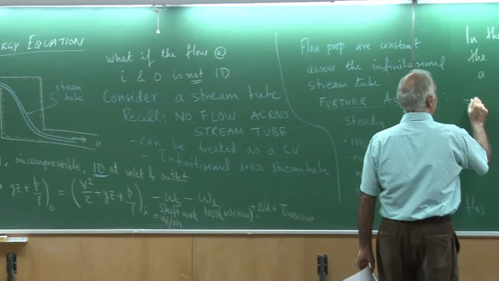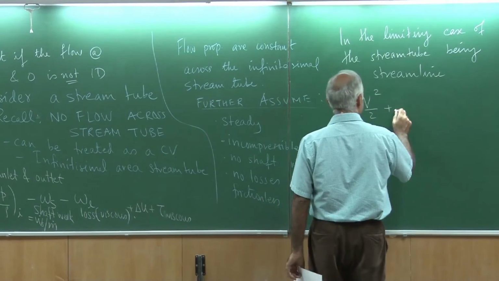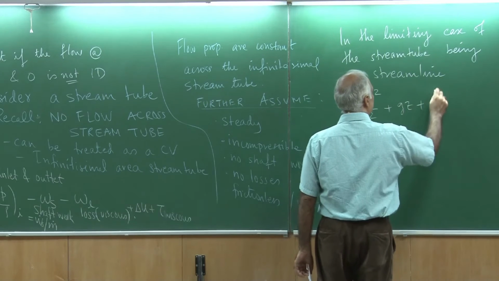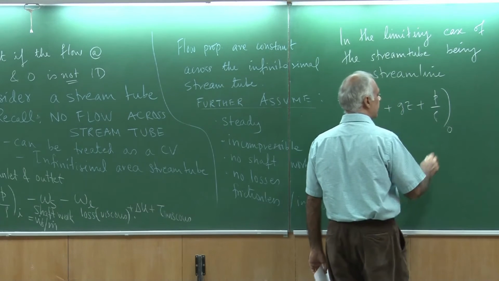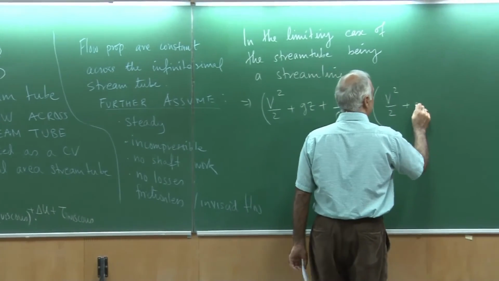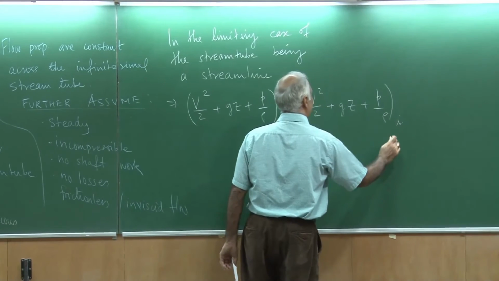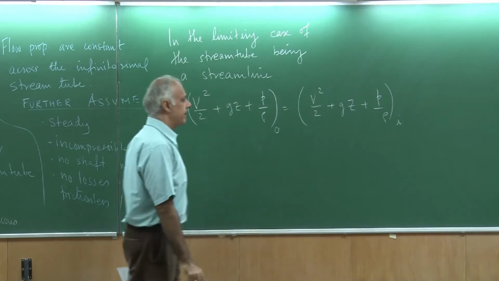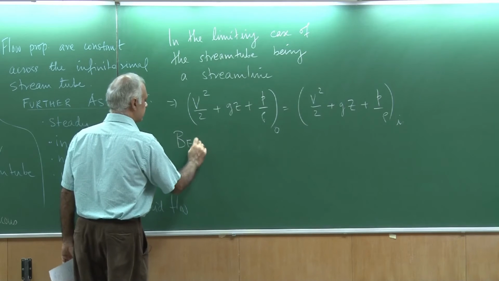So, this would imply that V square by 2 plus Gz plus P by rho at the outlet is equal to V square by 2 plus Gz plus P by rho at the inlet. This is known as the Bernoulli equation.